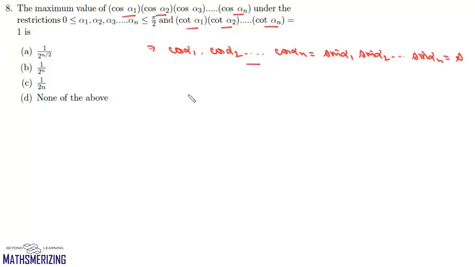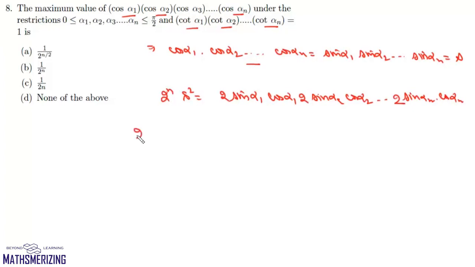Now if we multiply them, we can write s square will be equal to sin alpha 1 into cos alpha 1, sin alpha 2 into cos alpha 2, up to sin alpha n into cos alpha n, and what we will also do is multiply by 2, n times. So it will be 2 into 2 into 2, n times. So we can write 2 to the power n into s square will be sin 2 alpha 1 into sin 2 alpha 2 up to sin 2 alpha n.